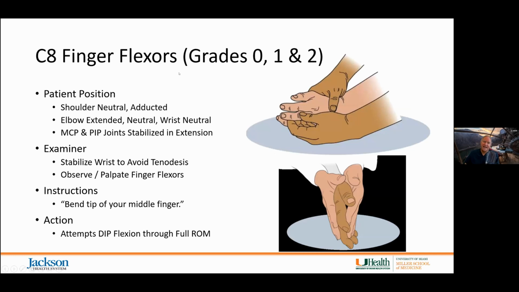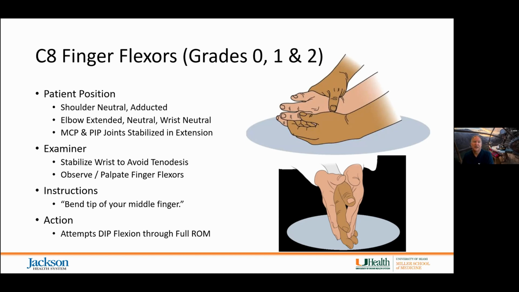As we look at C8, again, grade 0, 1, and 2, this is with gravity eliminated. Now we're going to hold with the elbow extended, the wrist in a neutral position, stabilizing the MCP and PIP joints. Ask the individuals to bend the tip of their middle finger. This is the key muscle group that we're looking at. If there's a flicker of muscle, then we could grade them a 1. If they can get it through the full range of motion, it's at least a grade 2.